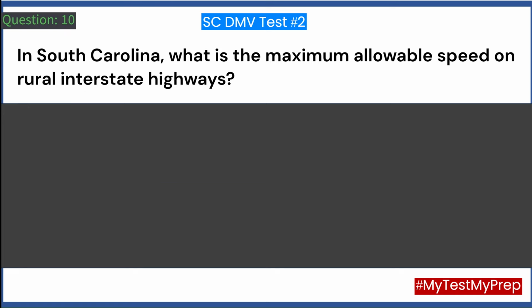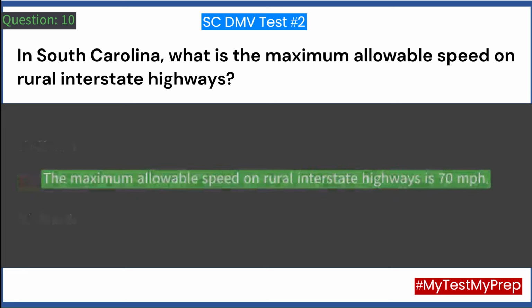In South Carolina, what is the maximum allowable speed on rural interstate highways? A. 60 miles per hour. B. 70 miles per hour. C. 75 miles per hour. Answer, B. The maximum allowable speed on rural interstate highways is 70 miles per hour.